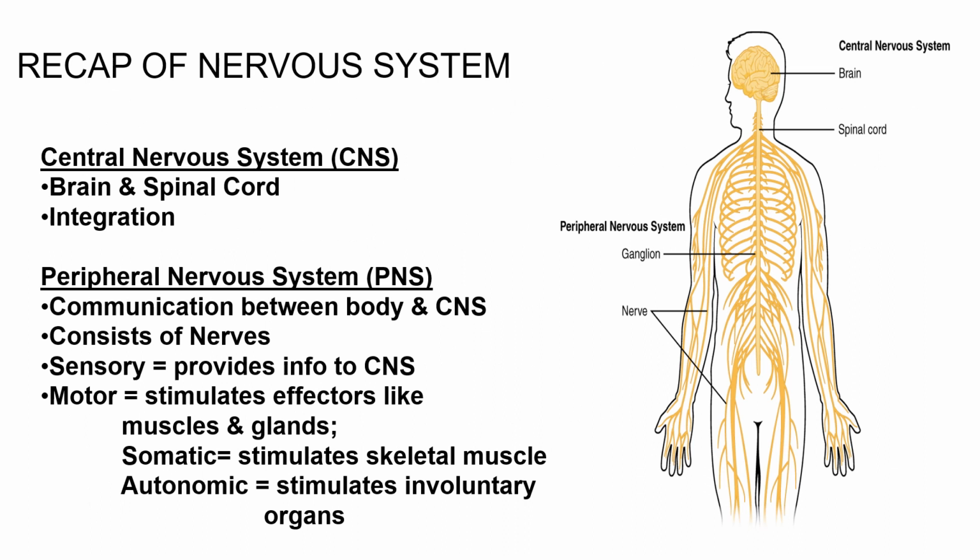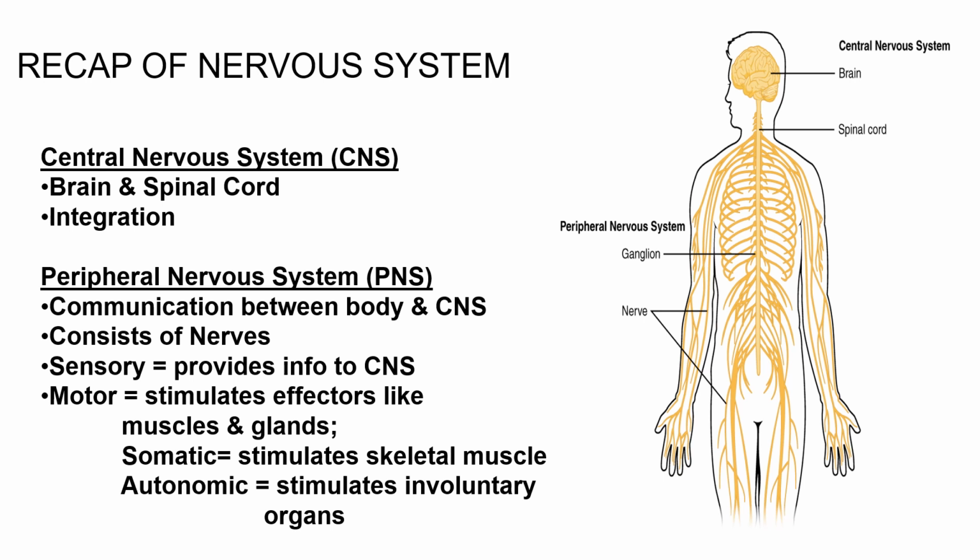Okay, so let's begin with a recap of the nervous system. In the last chapter we introduced the different ways of classifying the nervous system. We talked about the central versus the peripheral nervous system, the somatic versus the autonomic nervous system, and we also talked about afferent versus efferent, right? So many different ways of classifying.